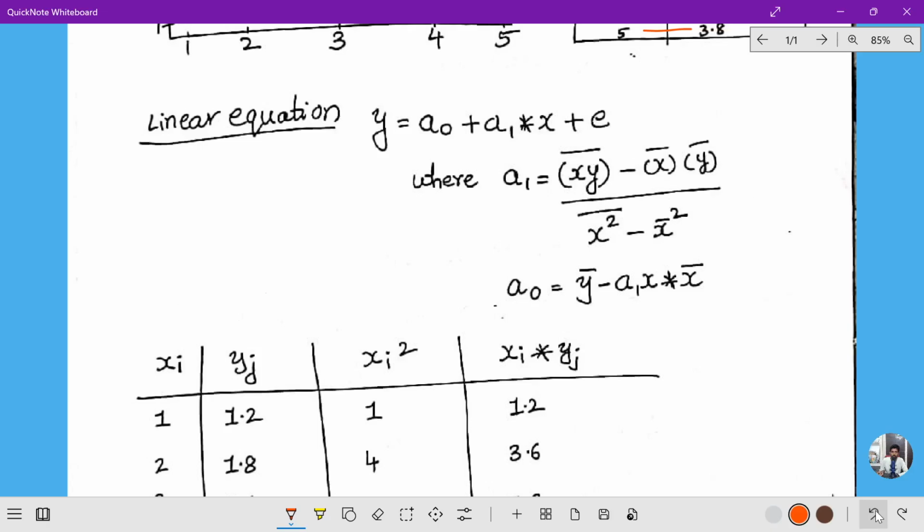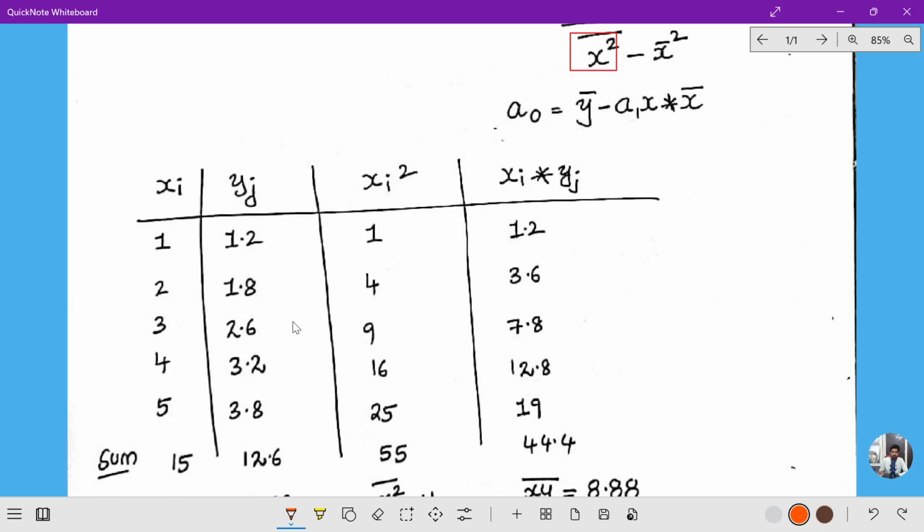So we are going to find out this value. Let us find this one first, x square bar. How to find this x square bar? Already we have the data given, x and y. So in order to find out x square bar, first we will find out the xi square. So xi square is 1 becomes 1, 2 becomes 4, 3 becomes 9, 4 becomes 16, 5 becomes 25. This is about the x square.